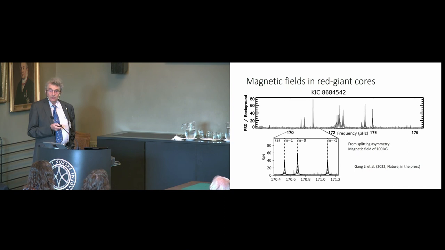And so from these data, Gang Li and his collaborators were able to estimate a magnetic field of around 100 kilogauss in the core. It turns out that this measurement is sensitive mainly to a region in the hydrogen burning shell, and that has to do with the geometry of the modes and how they sense the magnetic field. But one would expect that this would then be a characteristic magnetic field of the helium core of this star. So then we have this added mystery of how is the field generated? Is this a leftover magnetic field from when the star was on the main sequence that has then been preserved through stellar evolution all the way up to this phase of evolution?